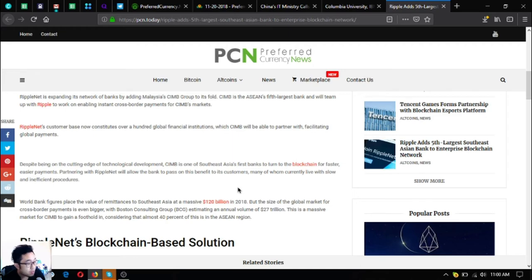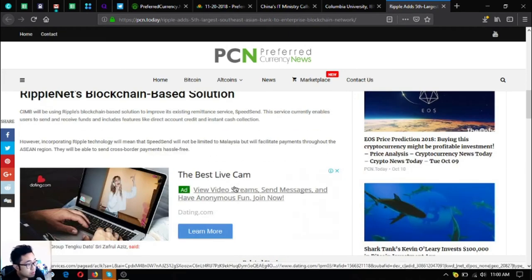So CIMB will be using Ripple's blockchain-based solution to improve its existing remittance service, SpeedSend. This service currently enables users to send and receive funds and includes features like direct account credit and instant cash collection. However, incorporating Ripple technology will mean that SpeedSend will not be limited to Malaysia, but will facilitate payments throughout the ASEAN region. They will be able to send cross-border payments hassle-free.